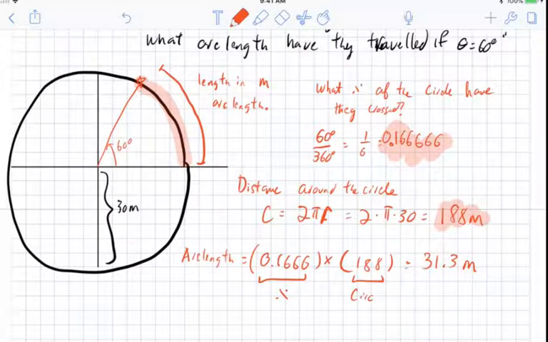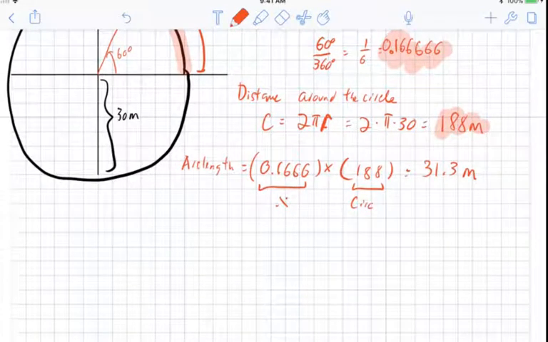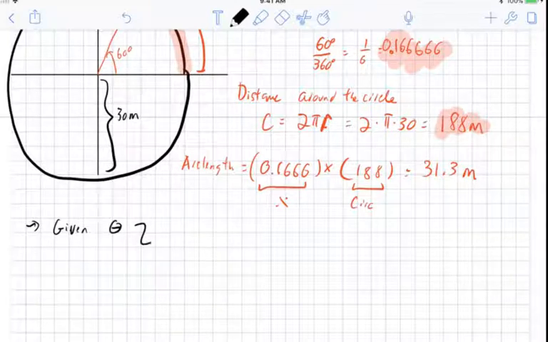Okay, so let's outline the procedure we used. The procedure goes like this. We're given the angle, the current angular position. We use it to find the percentage distance around the circle.